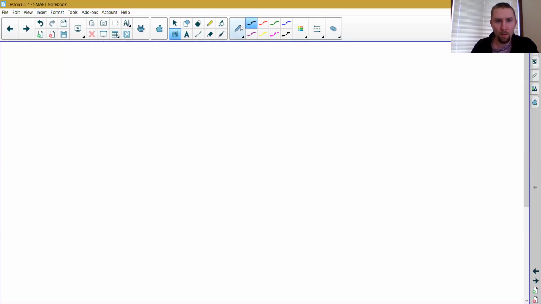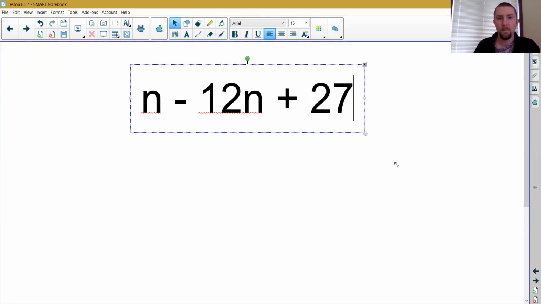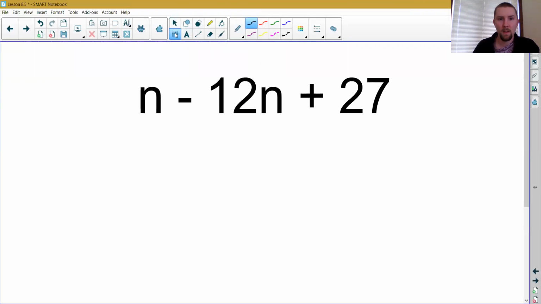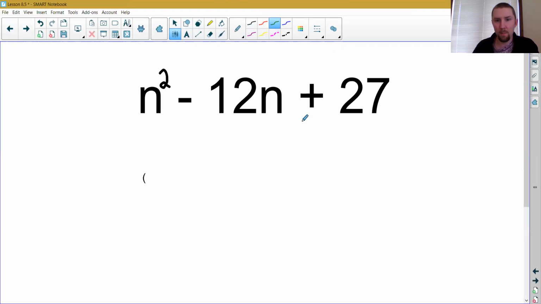The last example is when we have something like this. Let's say n squared minus 12n plus 27. Okay, so I have this now. N squared minus 12n plus 27. Okay, so what I need you to notice now is I'm back to having a positive at the end here. So we would think that both of my numbers are going to be pluses, n plus this and n plus that.